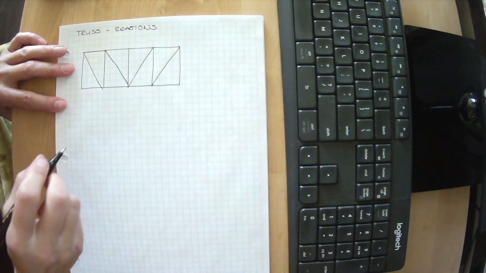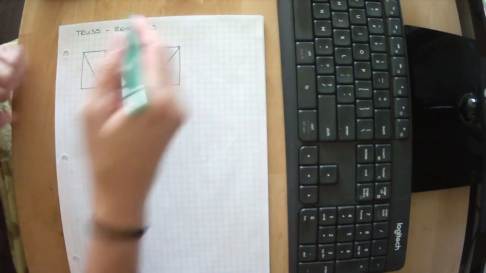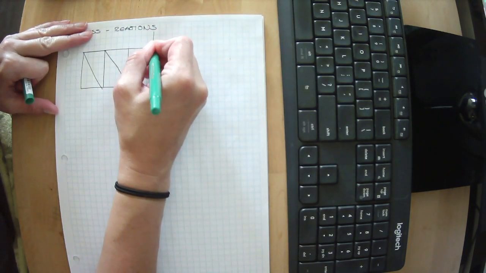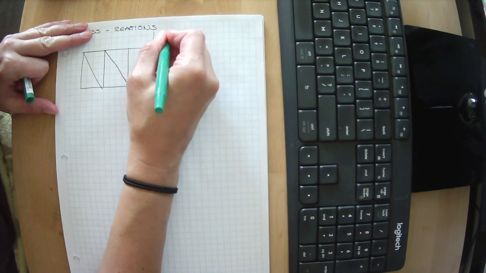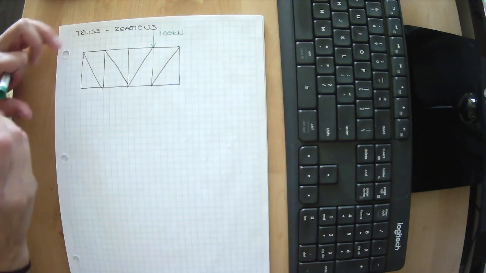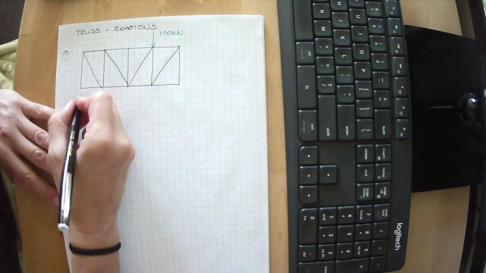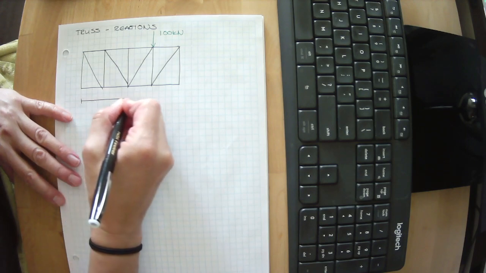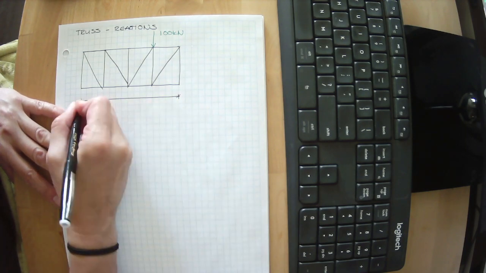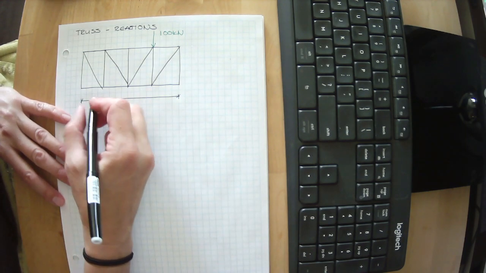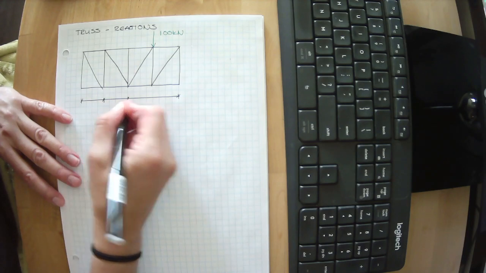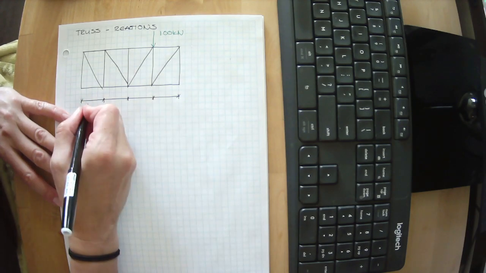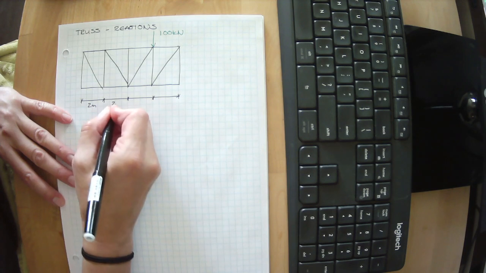Look at this. We have a truss here with an applied load of 100 kilonewtons. We know that this is, well, let's write it in. It told us that there were 4 bays at 2 meters each. 2 meters.